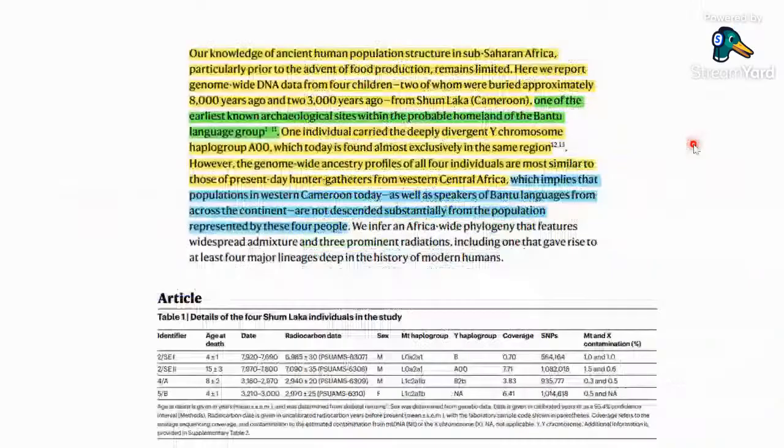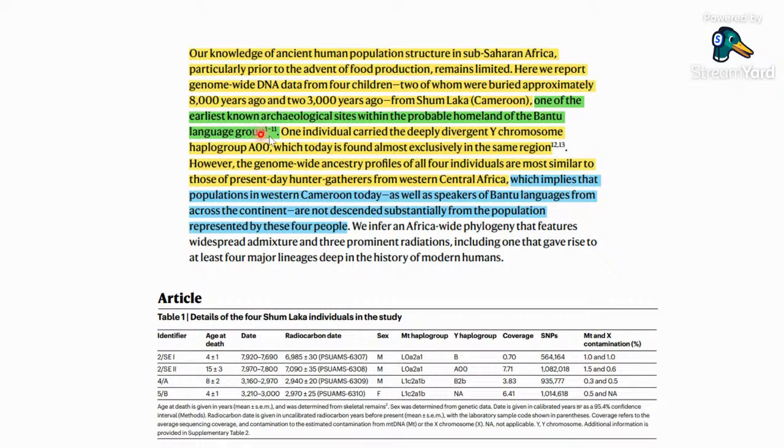So, again, to wrap this specific source up, it says, our knowledge of ancient human population structure in sub-Saharan Africa, particularly prior to the advent of food production, all right, who brought in food production? The Bantus, all right? It remains limited. Or not just the Bantus, the Afro-Asiatics, period, right? The E1b haplotypes. It says, here we report genome-wide DNA data from 4 children, 2 of whom were buried approximately 8,000 years ago, and two from 3,000 years ago from Sri Lanka, one of the earliest known archaeological sites within the probable homeland of the Bantu language group.